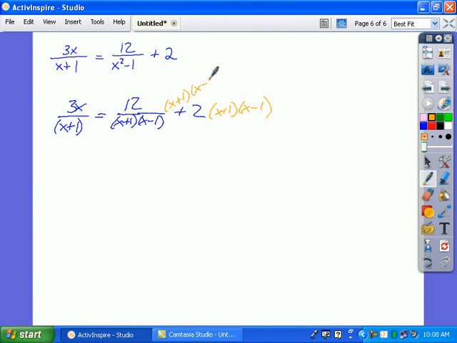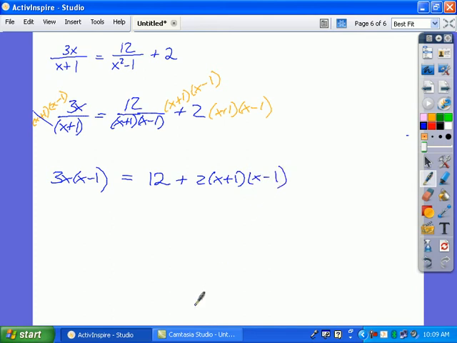And again, when we're multiplying here, we're literally multiplying the numerator, and we're doing it for the purpose of canceling out the denominator. So, here the x plus 1's drop, and we're left with 3x, x minus 1. Here the denominator completely drops, and we're just left with 12. And here we get the 2x plus 1, x minus 1. And we have now transformed our rational equation into a quadratic equation. So we can go through and solve now.